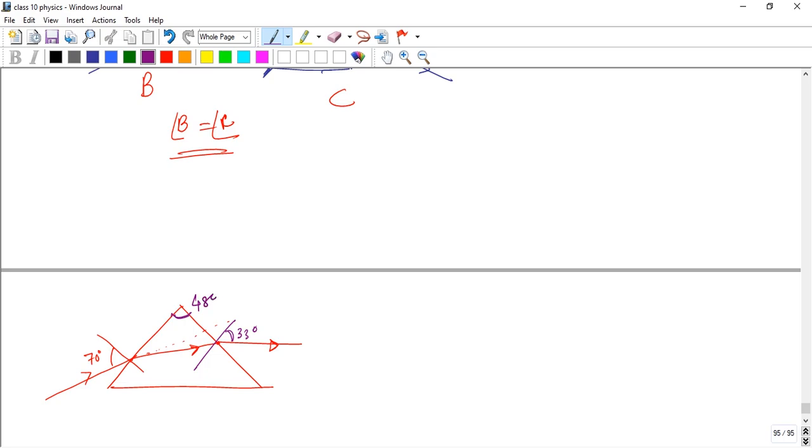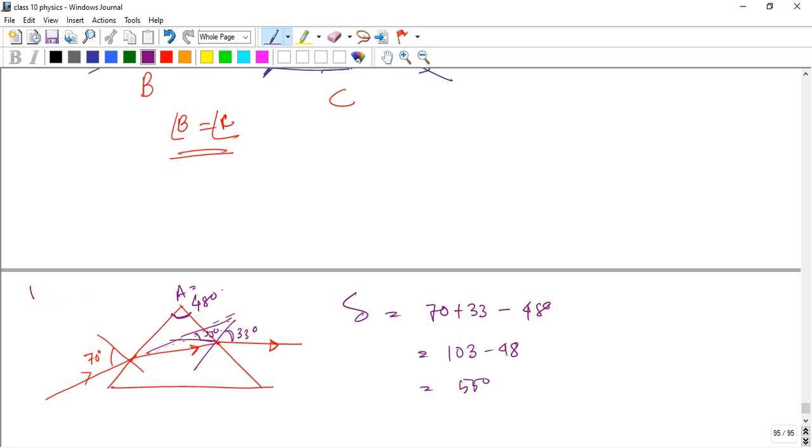Say that A is 48 degrees. Now calculate delta. So delta equals 70 plus 33 minus 48. That is 103 minus 48, which is 55 degrees. So the deviation is 55 degrees. Okay, that is just an example.